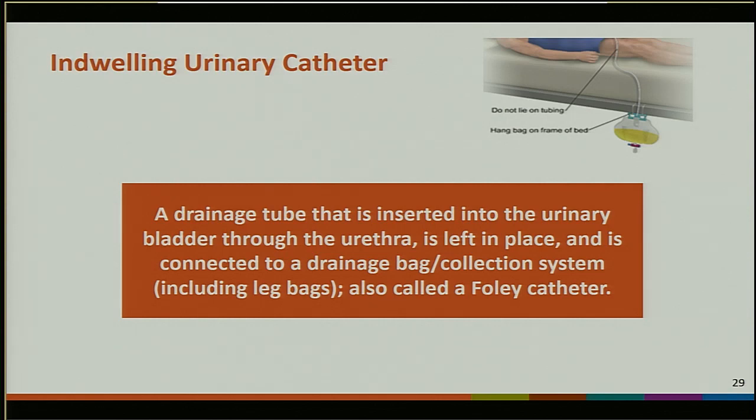An indwelling urinary catheter is defined as a drainage tube that has been inserted into the urinary bladder through the urethra and is left in place and is connected to a drainage bag, also referred to as a Foley catheter. This does also include your leg bags.